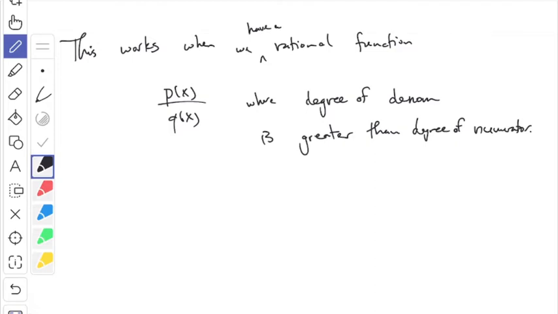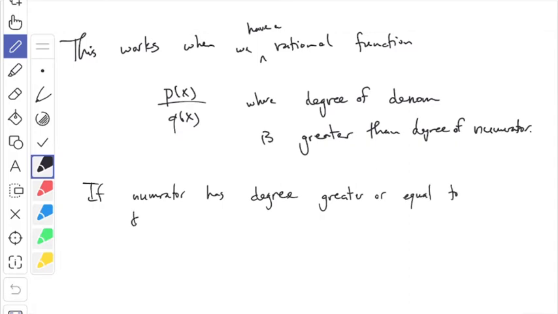There is another trick you can use in conjunction with the partial fractions, though, which allows you to circumvent this issue. So if the numerator has degree greater or equal to the denominator, we do sort of a preliminary trick. First, do something that I hope you've seen before, although you can learn about it right now if you haven't. Something called polynomial long division.